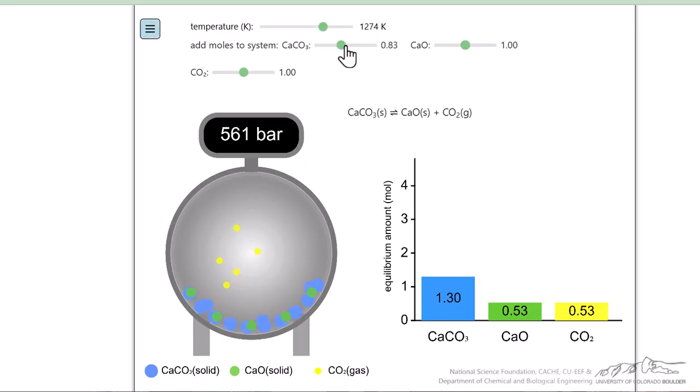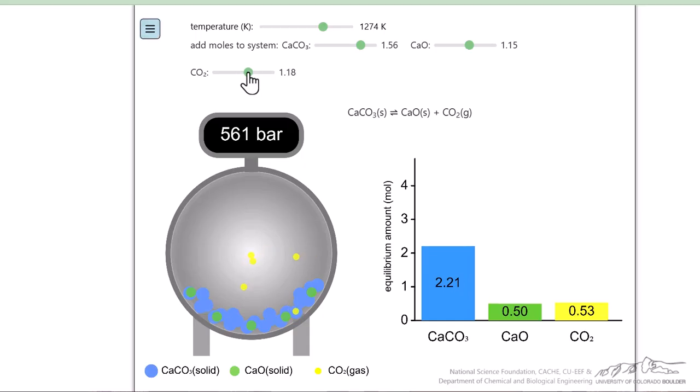If I add more calcium carbonate, notice nothing is happening because the equilibrium pressure is 561 bars. So the equilibrium is not dependent on the amount, right? The fugacity doesn't depend on the amount as long as we have some present. So likewise, adding calcium carbonate makes no difference in behavior.